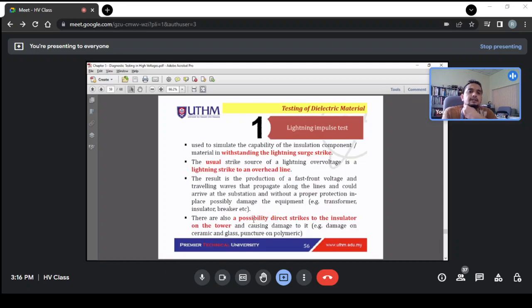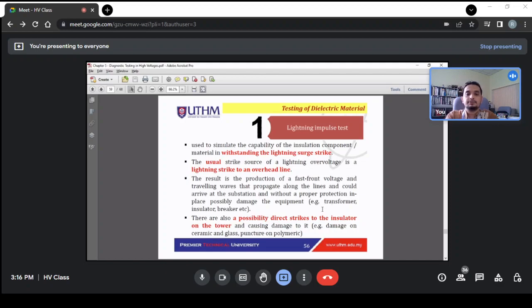Okay, now we come to the lightning impulse test. As I mentioned, this is a very popular test that is conducted in the lab as well as for high voltage equipment. Why? Because high voltage and power system equipment is normally installed outdoors. We have power transmission, power distribution, and substations. All of these power equipment devices are installed outdoors. That's why they are subjected to lightning attack, lightning strikes.